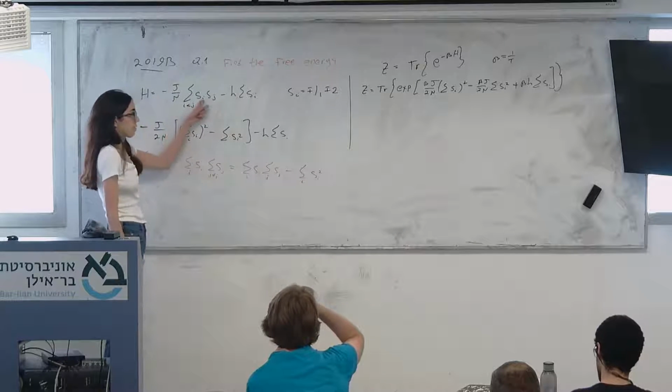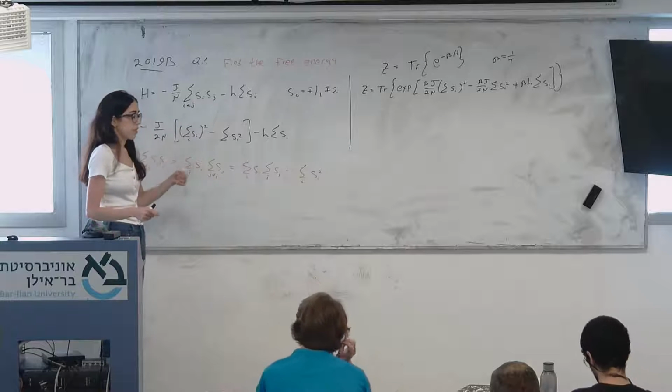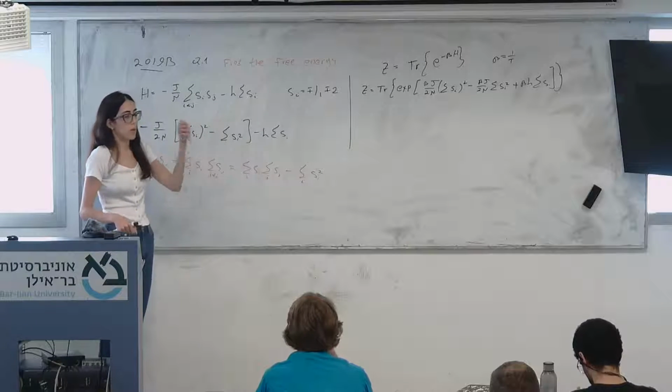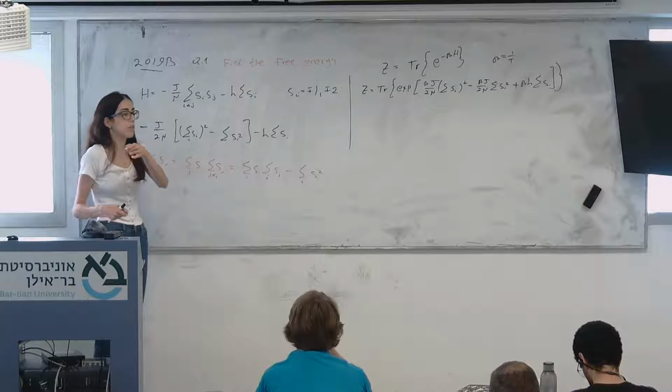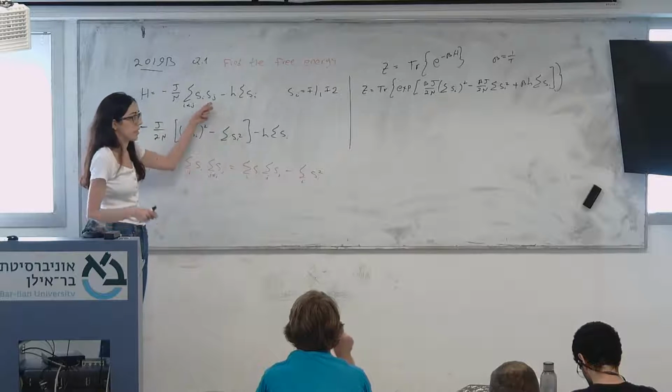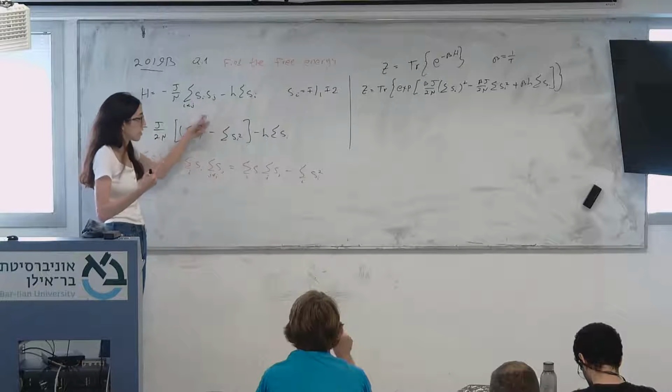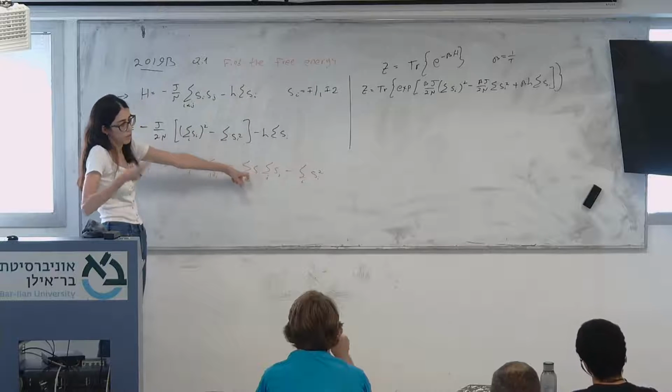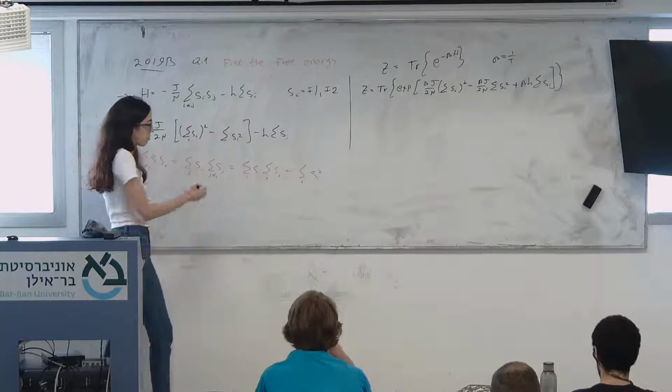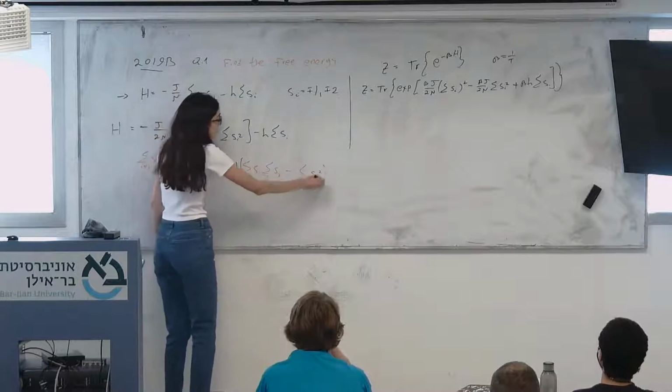Because here I have interaction of 1 and 2 and 1 and 3, but I don't need to recount interaction of 2 with 1. So this one only counts every interaction once, and here I supposedly count every interaction twice. So I need to divide by half. So this is actually that.